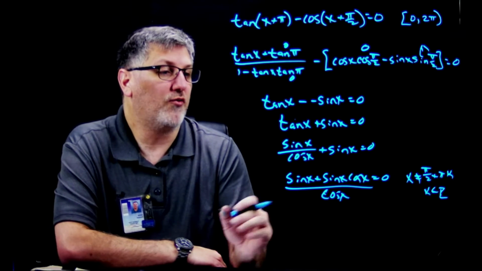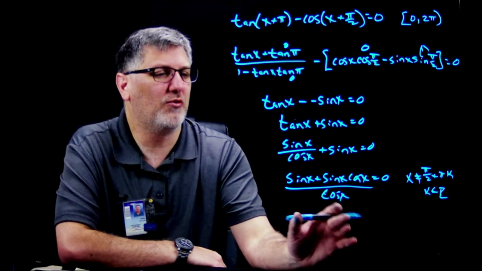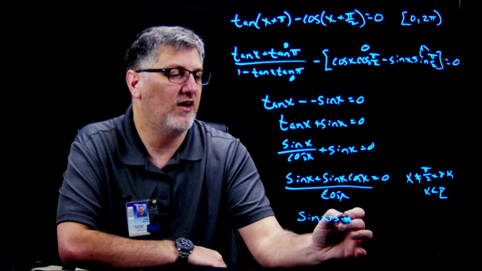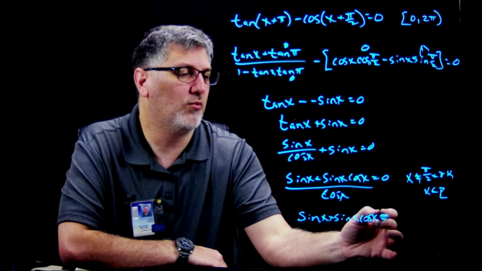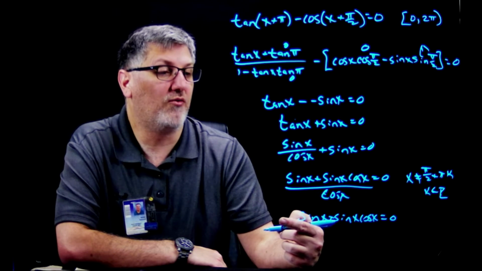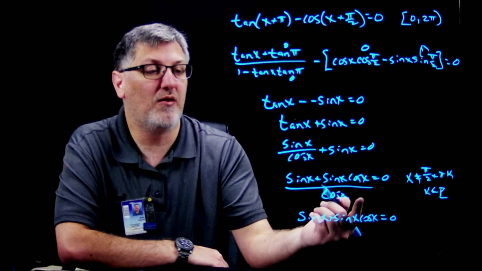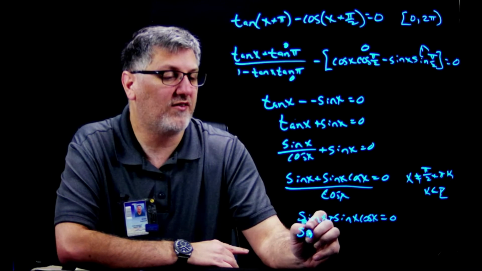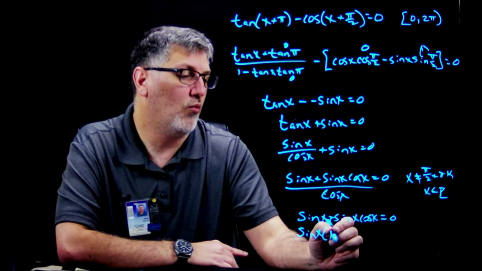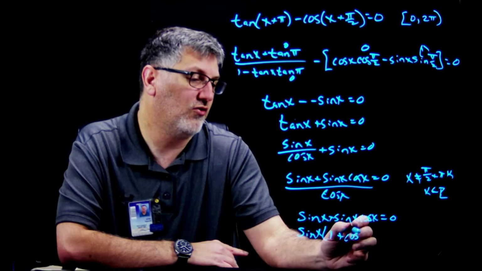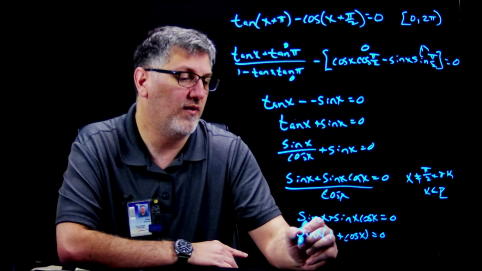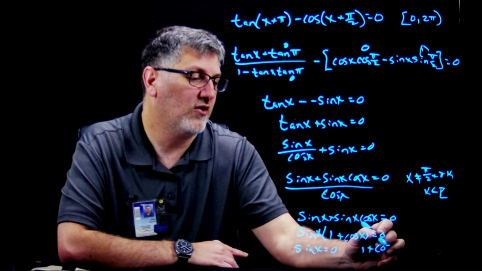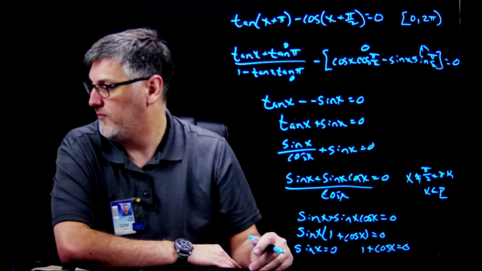All right. So from here, if we remember from algebra, whenever it's set equal to 0, we can just take my numerator, and I have sine x plus sine x cosine x equals 0. I can just solve my numerator for 0 because 0 divided by any number is just 0. All right. So from here, I take a GCF out. I get sine x times (1 plus cosine x) equals 0. Well, I got sine x equals 0 and 1 plus cosine x equals 0.